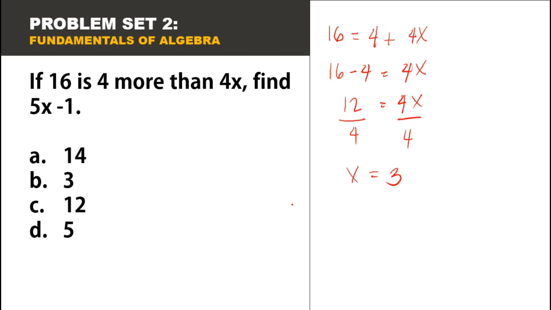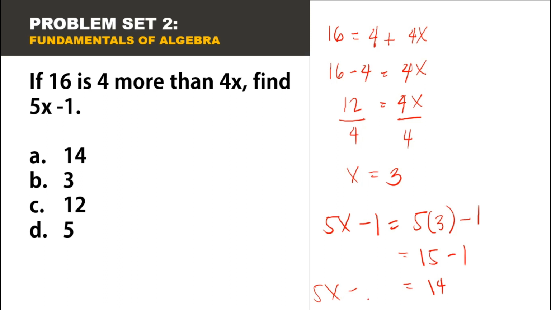So the expression 5x minus 1, we have 5 times x, which is 3, minus 1. So we have 15 minus 1, so we have 14. So 5x minus 1 equals 14.